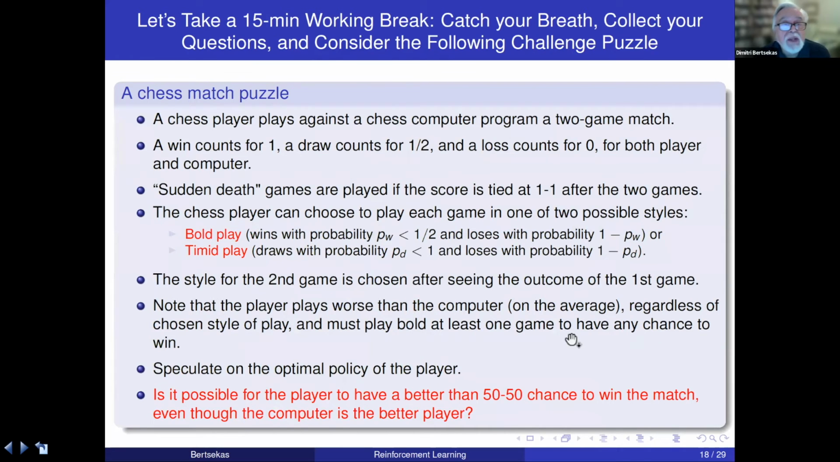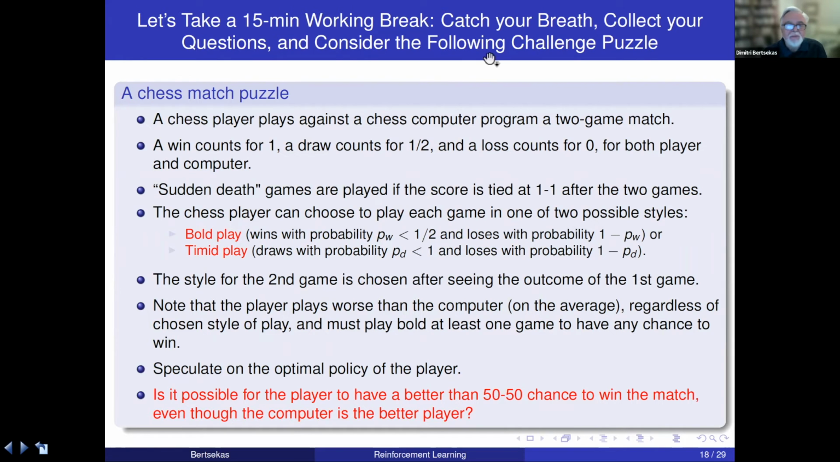Okay, so now let's take a 15-minute break. It's going to be a working break. We can catch our breath, but you can also collect your questions. And there's also a challenge puzzle that I want you to think about if you wish.